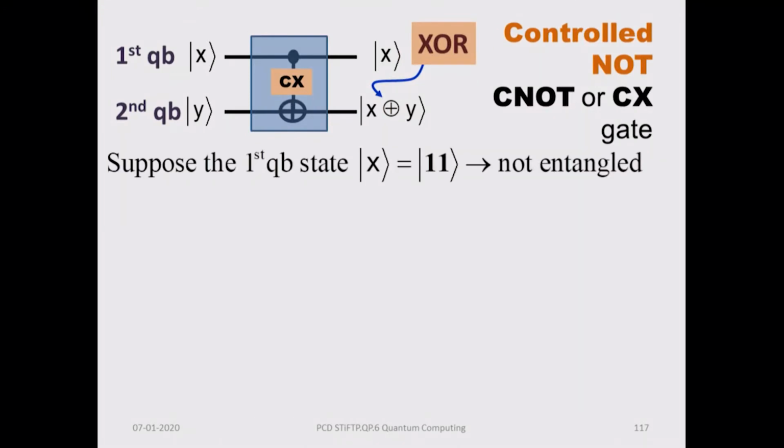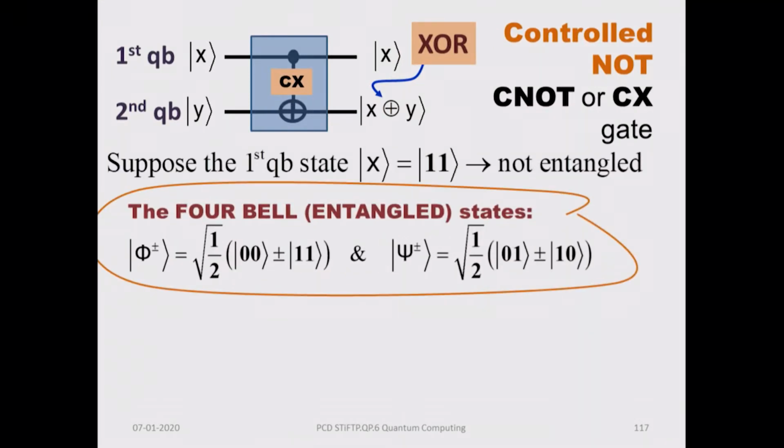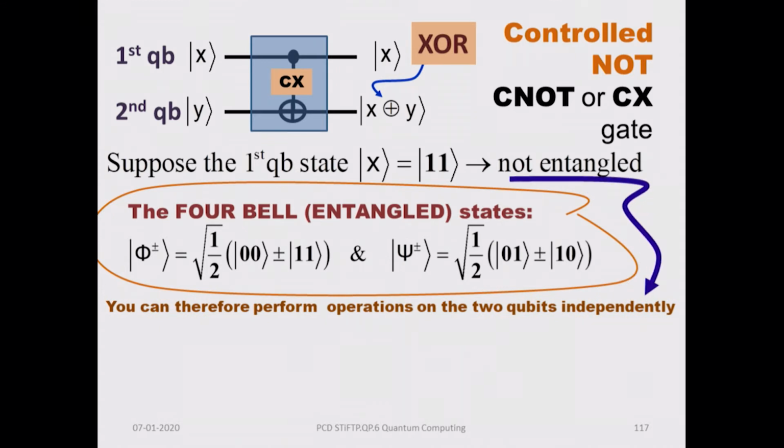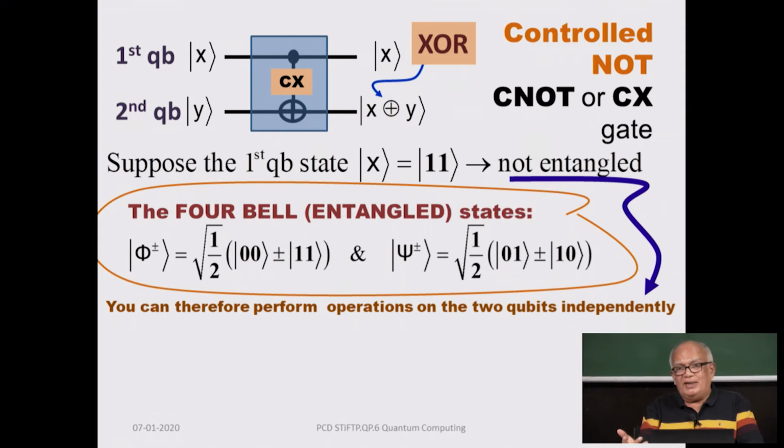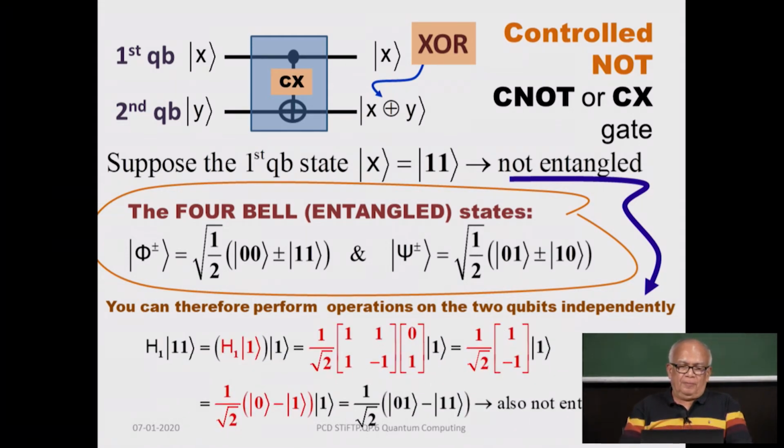So we begin with a state which is 11. These are the 4 entangled states. So the one that we have started out with is not an entangled state, which means that you can perform operations on the 2 qubits independently. You can carry out an operation on the first qubit without affecting the second and vice versa. They are not entangled.